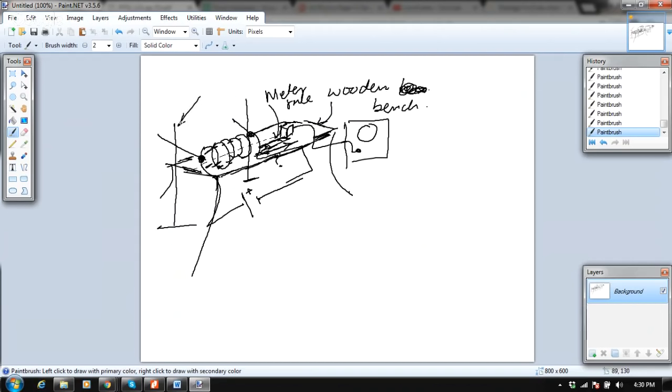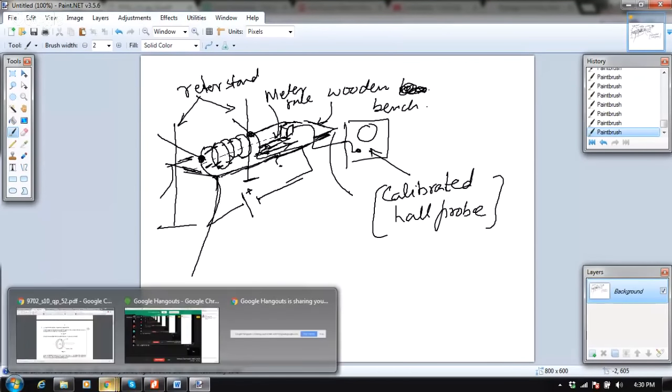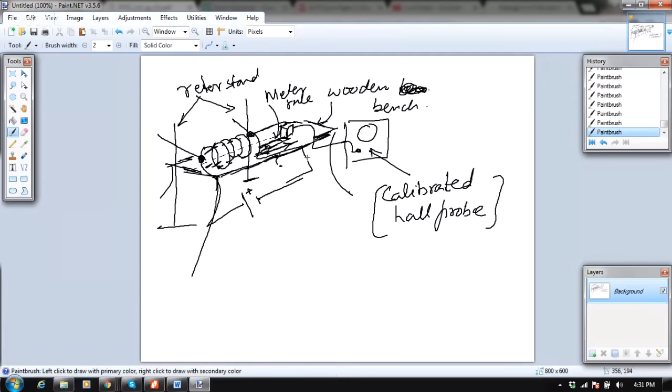And these are the retort stands with the clamp and the boss. And here is the calibrated Hall probe unit. Whenever you are going to use a Hall probe, you have to mention what kind of Hall probe it is. I mean, you have to write calibrated Hall probe. Otherwise, you will have to write and mention the whole calibration. Be very careful about it.